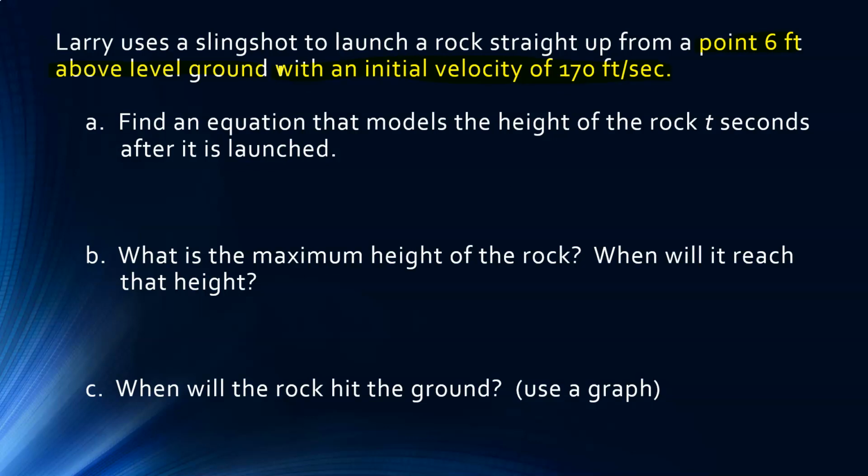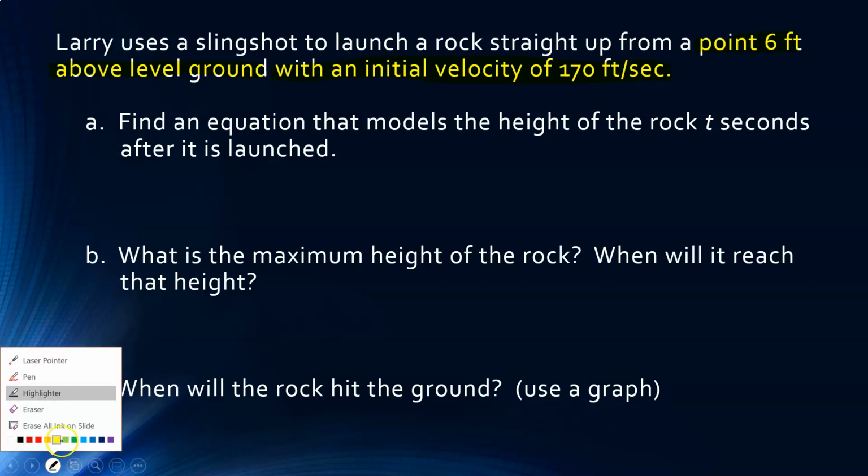All right. So in part A, it says find an equation that models the height of the rock t seconds after it is launched. Because we're launching it from a slingshot. So if you're wondering why they said launched and not thrown, it's being launched from a slingshot. So what we're going to do is set up our equation.